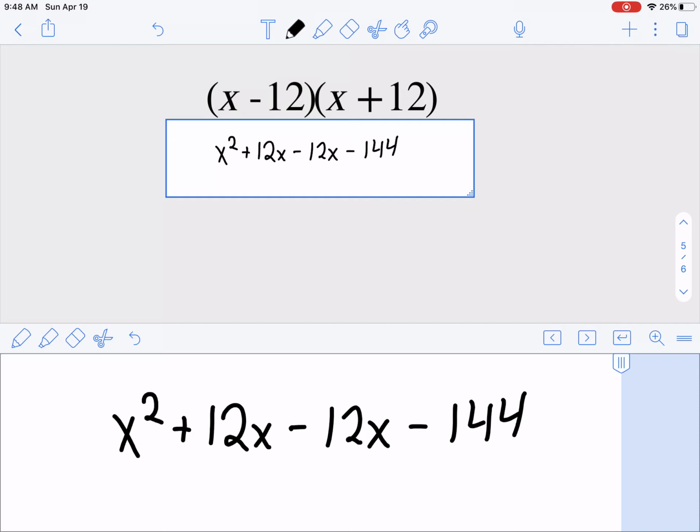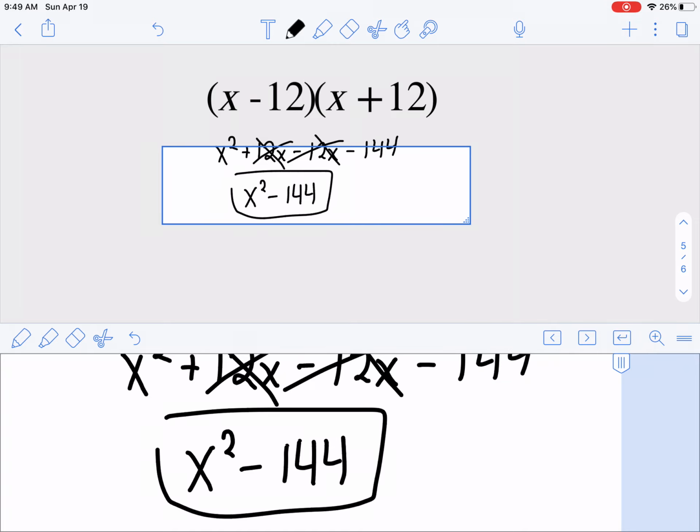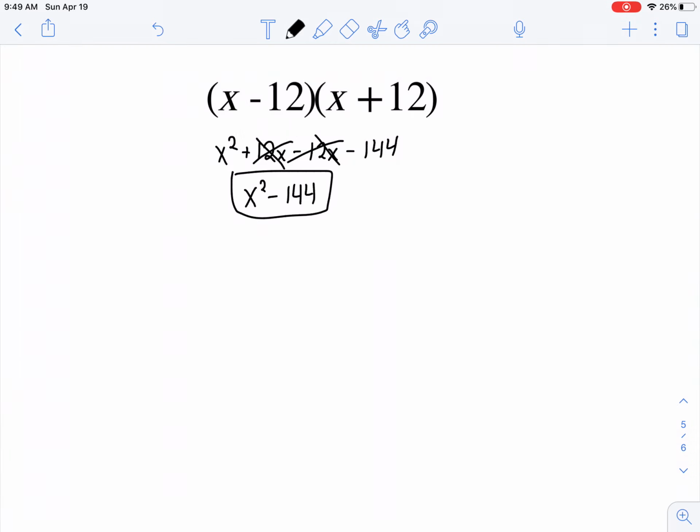Look what happens to these terms here in the middle. Positive 12x and negative 12x, they cancel each other out. And so I'm just left with x squared minus 144. Okay? This will happen occasionally. Whenever you have the two binomials, x minus 12 and x plus 12, being exactly the same except the sign different, then you'll end up having those middle terms cancel each other out.